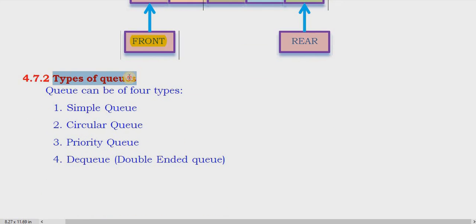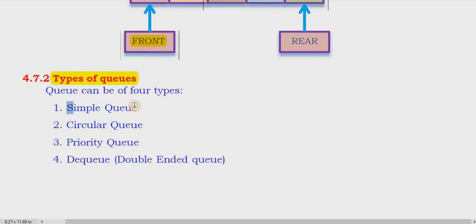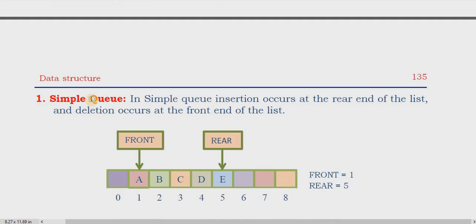Okay, next, this is a very important topic: types of queues. In examinations, many times a question comes for 3 or 5 marks: what are the types of queues, explain. So here 4 types of queues are given: simple queue, circular queue, priority queue, and DQ or double-ended queue. DQ usually means delete, but here DQ means double-ended queue. So these are the 4 types of queues, and you have to explain or write the definition for each type.